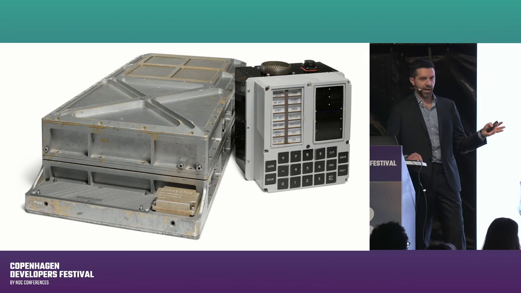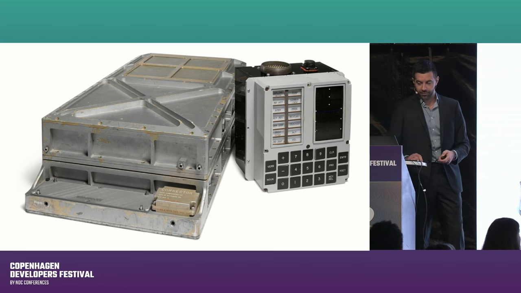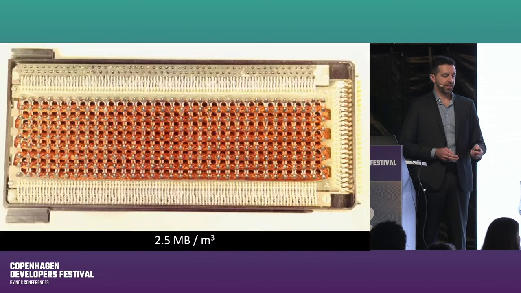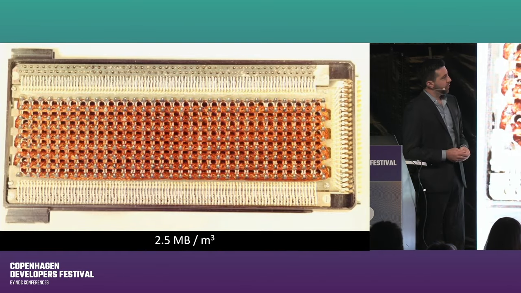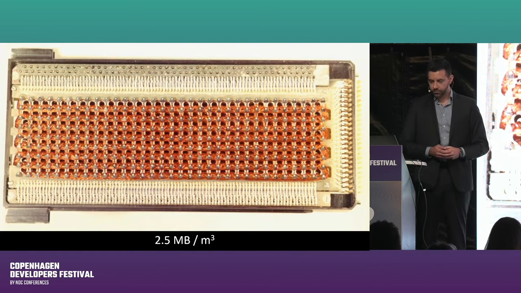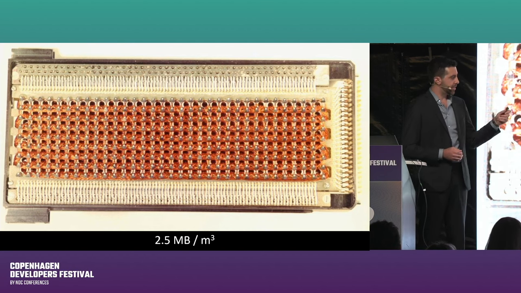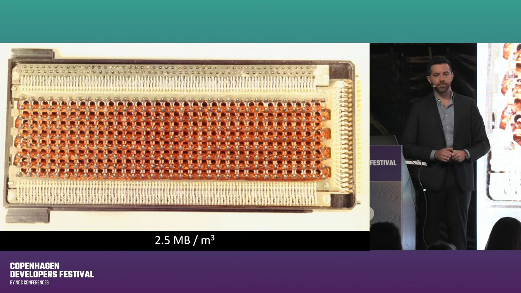So on the left here, we actually see the computer itself. And on the right is what's called the DSKY, the display and keyboard unit, which was quite an innovation for its time. And one of the reasons that this thing was such an advancement was this beautiful thing. This is called core rope memory. This is a read-only memory where you literally write your software into it by sewing copper wires through different loops.